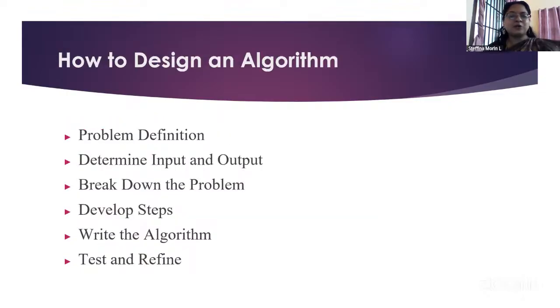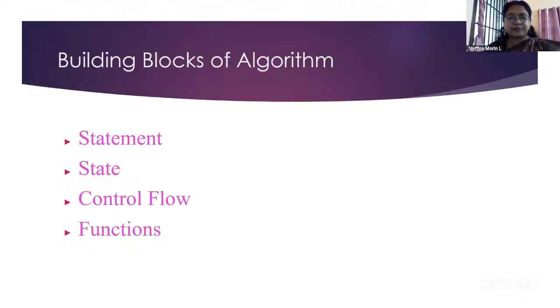How to design an algorithm? First, you need to define the problem. You have to determine the input and output. After you determine the input and output, you can break down the problem into sub-modules. Then develop the steps for each and every module. Then write the algorithm. Then test your algorithm and refine it based upon any reviews or feedback from your software testing.